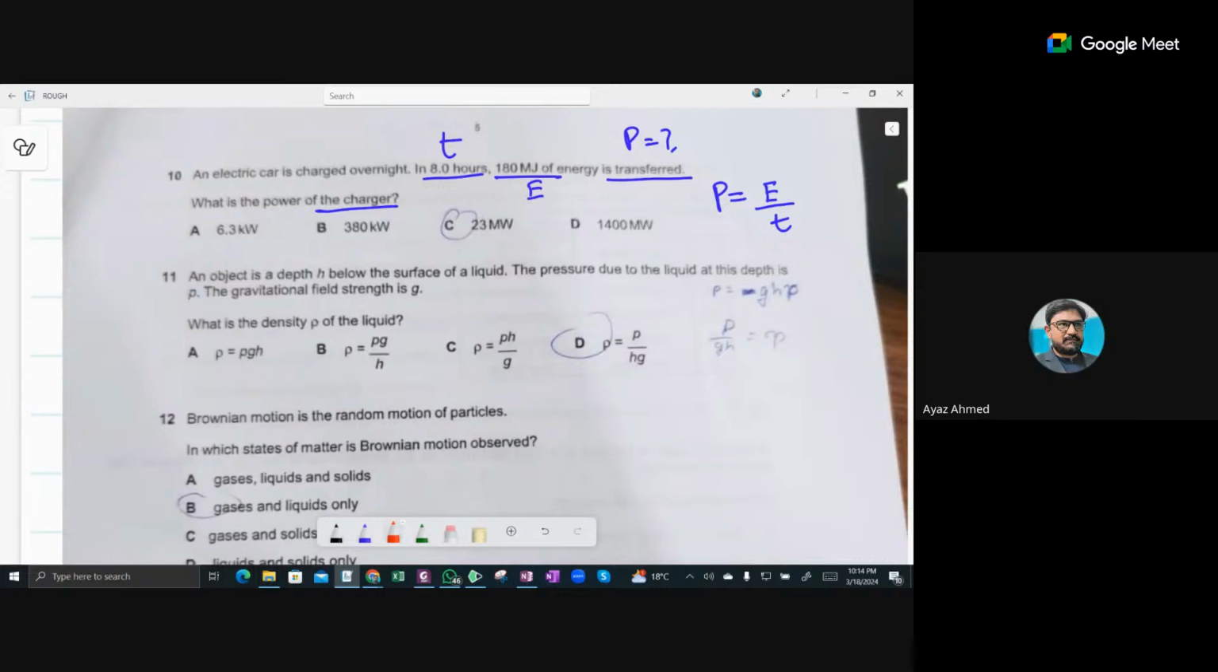Just put the values. Energy is 180 mega, mega means 10 power 6. And time is 8 hours. So 8 into 3600 s. Yes. Do it, please.